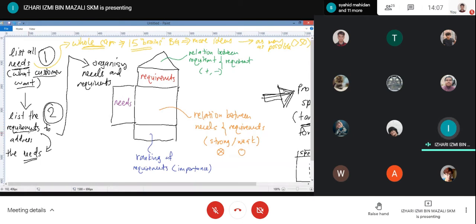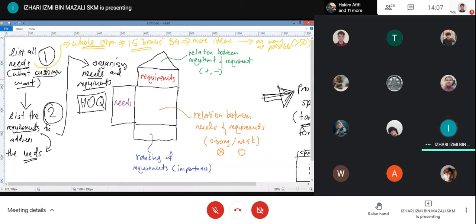Okay, and from here, you organize the needs and the requirements. Because here, you list down or you describe the requirements that you think can address the needs, but you don't know how the requirements influence the other requirements, and also how the requirement that you have listed down also affect other needs. So here you need to do HOQ, where you will establish the relationship between them.